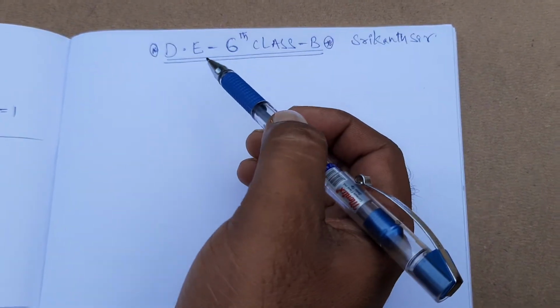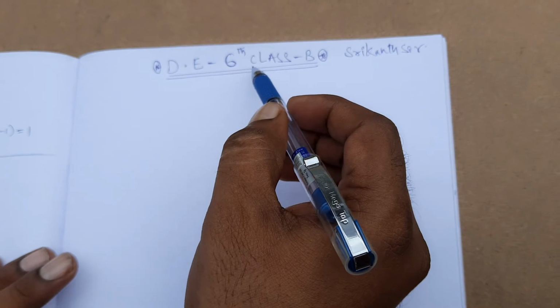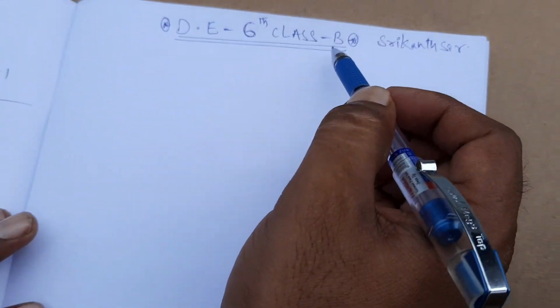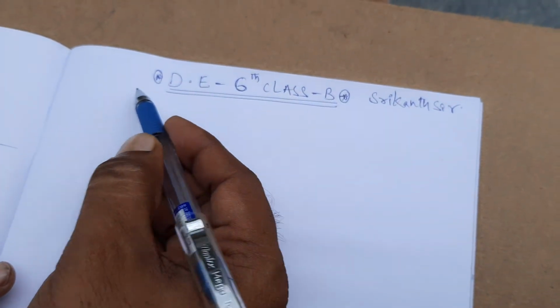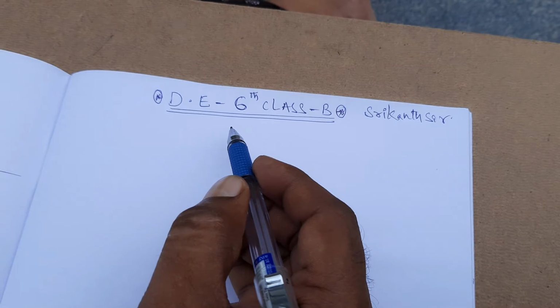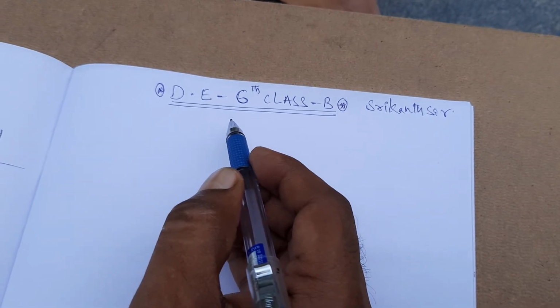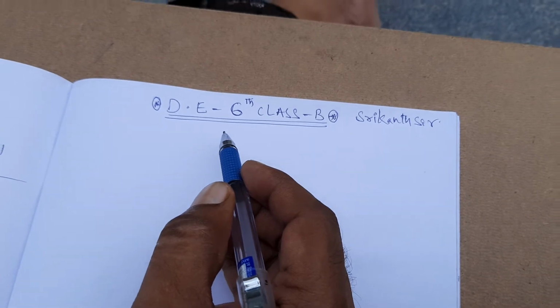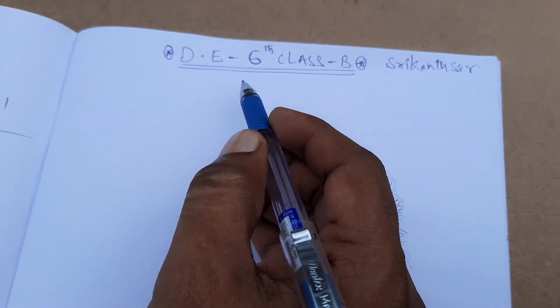Differential equations. This is the sixth lecture, the extension class. In this lecture I will explain a few more examples based on the homogeneous differential equation, and then I will extend to the non-homogeneous equation. That is the next model in differential equations.